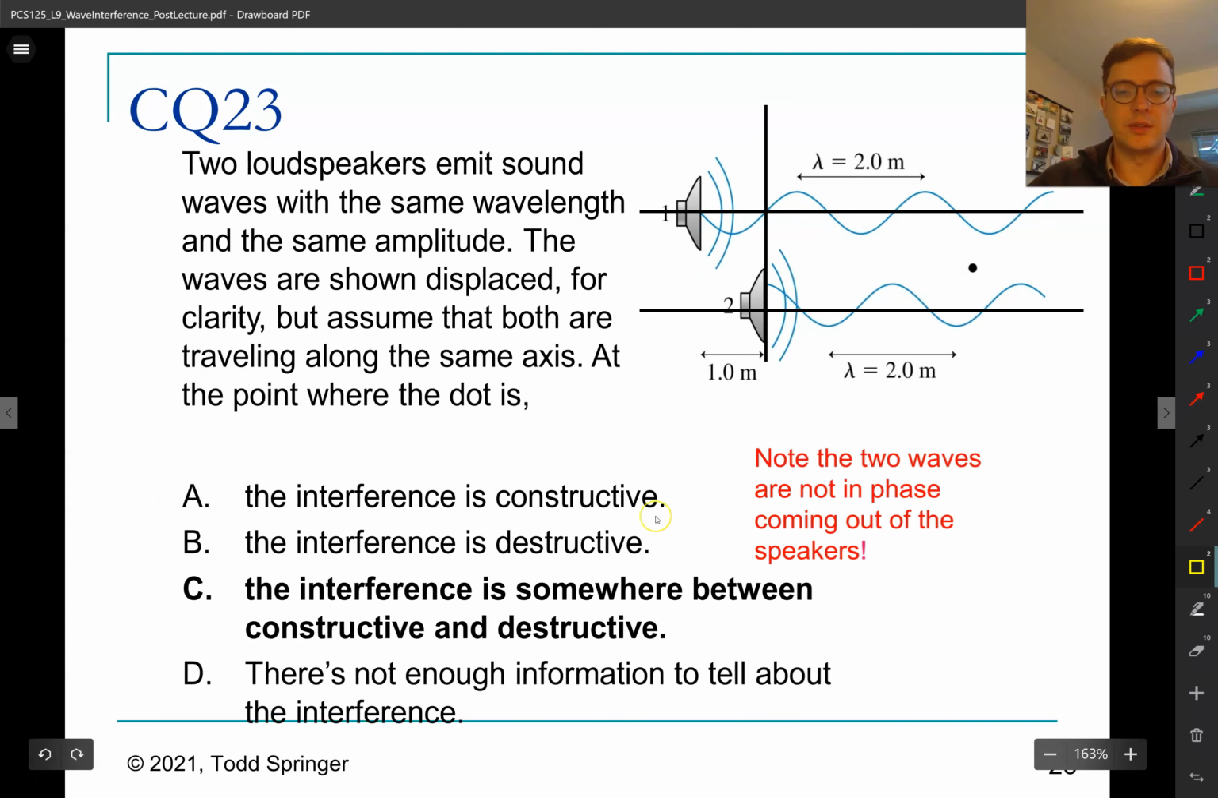Okay, the answer here is C. It's somewhere in between constructive and destructive. And you can tell because, you see, at this point where this vertical black line is, the wave from speaker 1 is at 0. So it's like halfway between its max and its min. But the wave from speaker 2 is at its maximum. So these two waves are basically pi over 2 out of phase. They're not completely opposite to each other, and they're not completely overlapping. So that's somewhere between constructive and destructive interference.